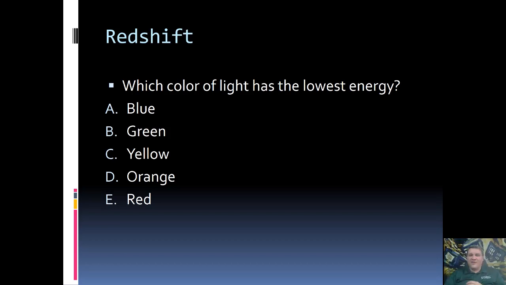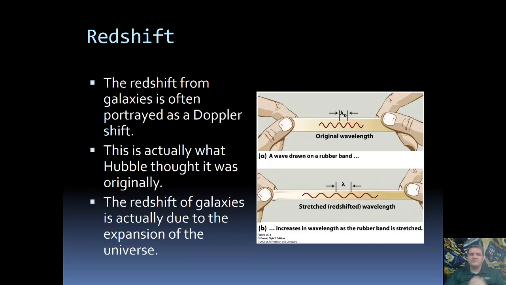All right, so what color has the least energy? It is also E, red light. Red light has the longest wavelengths and the least amount of energy.